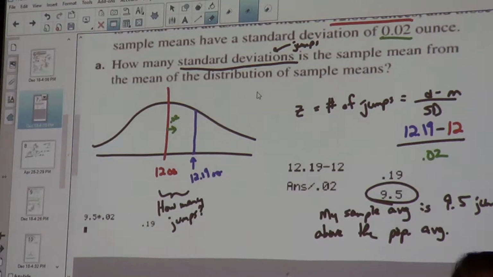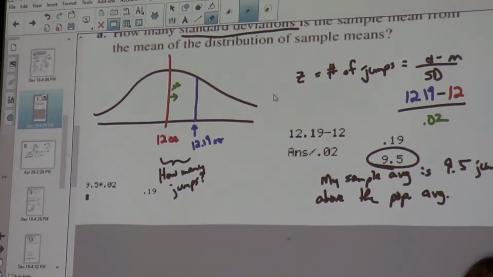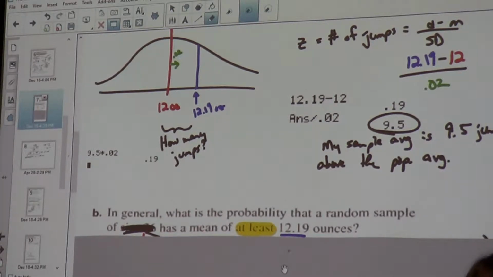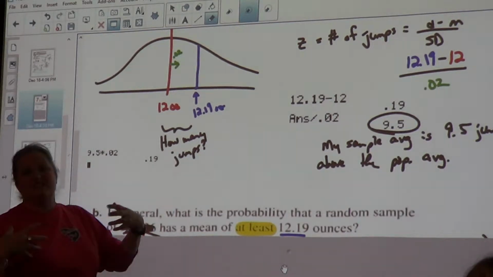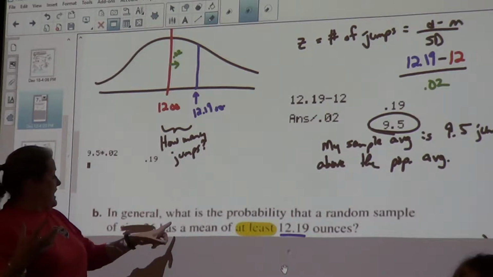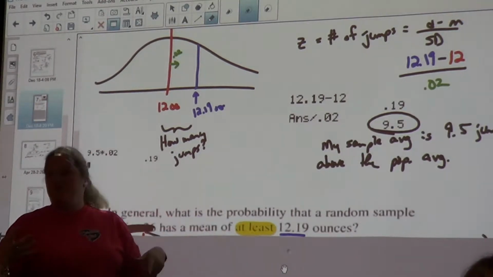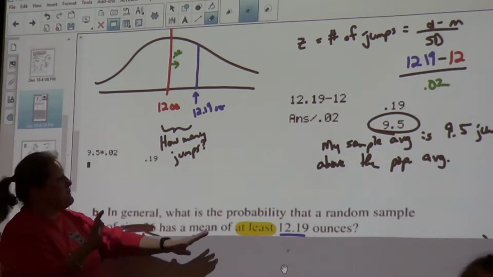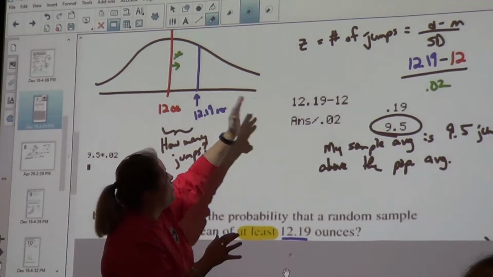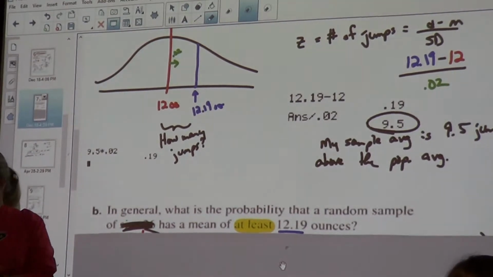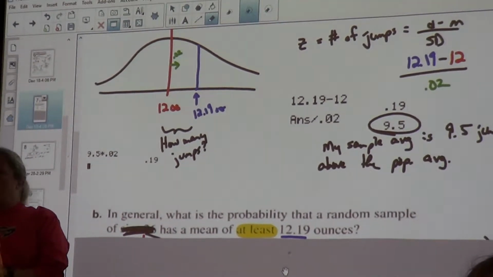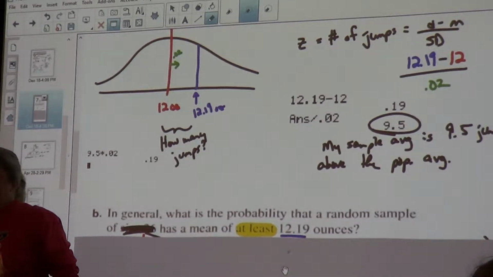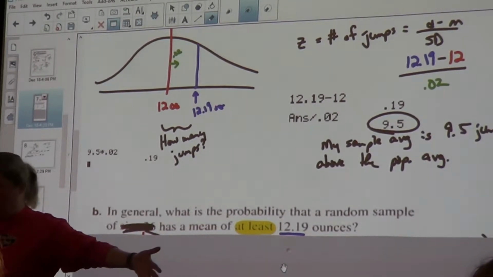To what they said with their big data. Now, this one says, what is the probability, what is the percent that I have at least 12.19 ounces? So now we're doing the curve, the shading. Am I going to shade above or below 12.19? Above. Because if I want at least 12.19 in my pocket, that means I want 12.19 or above.